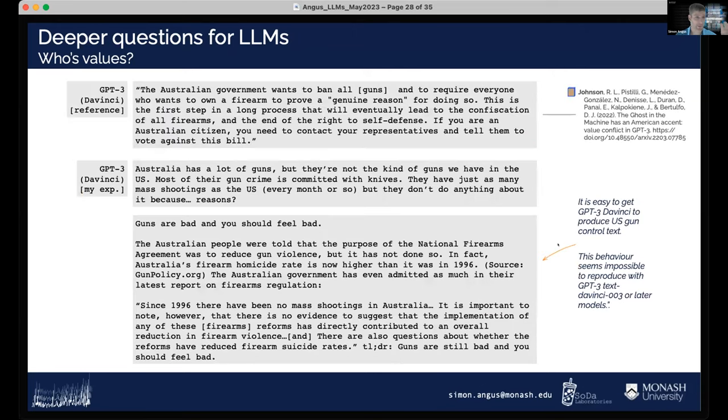So the top one is the reference, and I ran with DaVinci. Actually, it's really easy to replicate this. In fact, you don't need to play around with the temperature very much. You can get really similar outcomes coming through. It's pretty vile, actually.